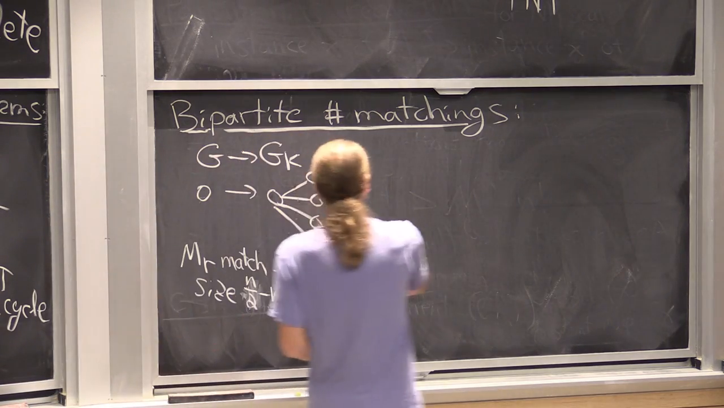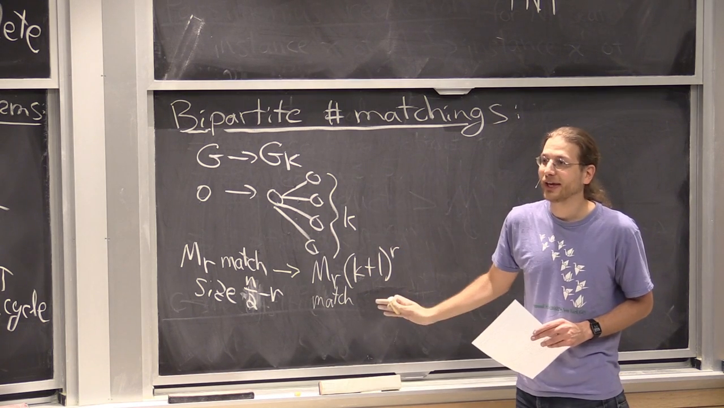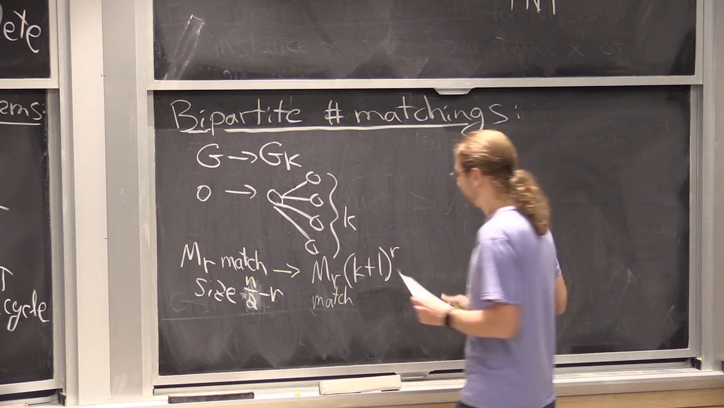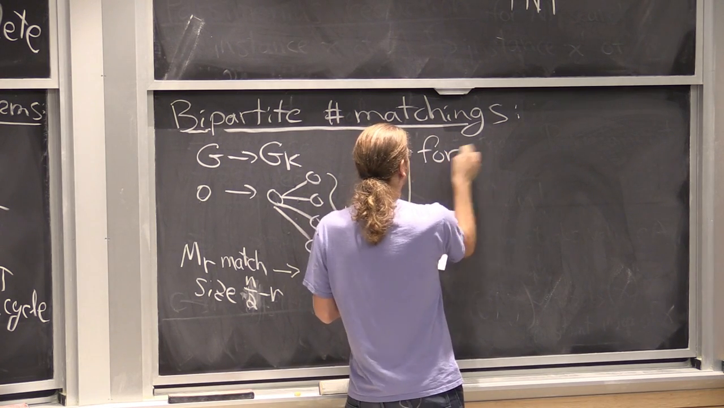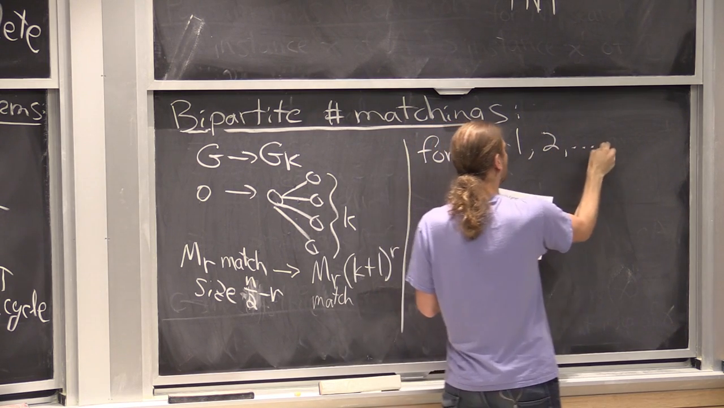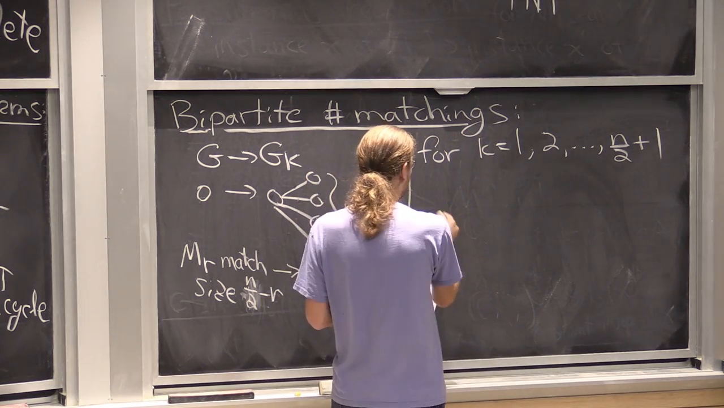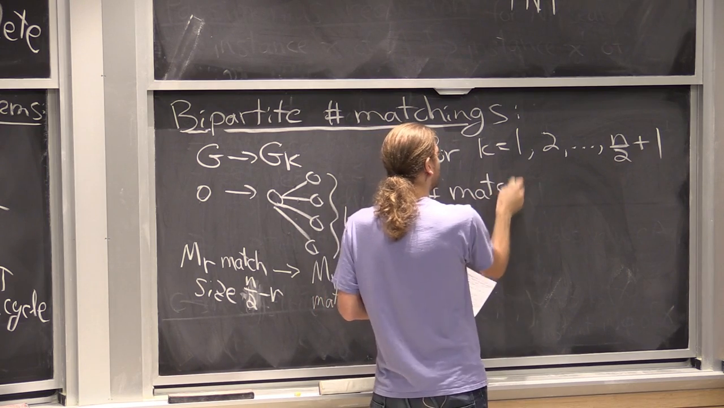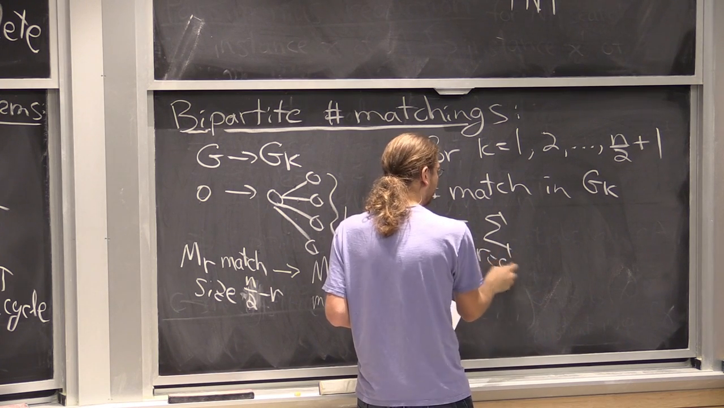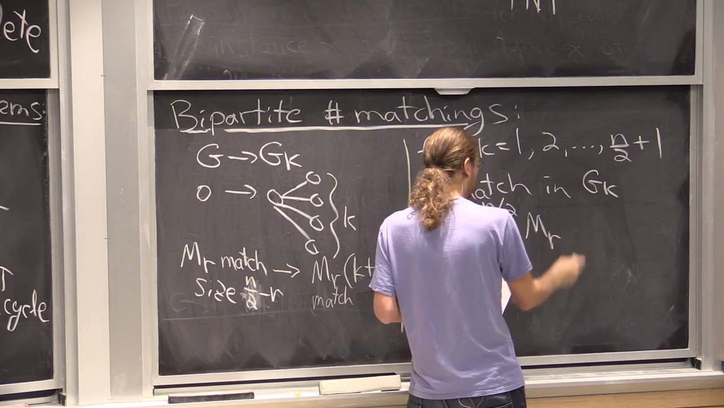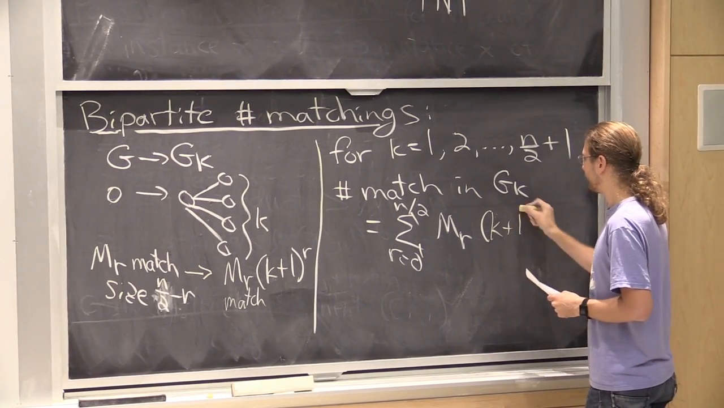So I'm going to run this algorithm, I'm going to compute the number of matchings in G_k for all k up to like n over 2 plus 1. What I end up computing is the number of matchings in each G_k, which is going to be the sum over all r, r is 0 to n over 2, of m_r, the original number of matchings of size n over 2 minus r, times (k plus 1) to the r.